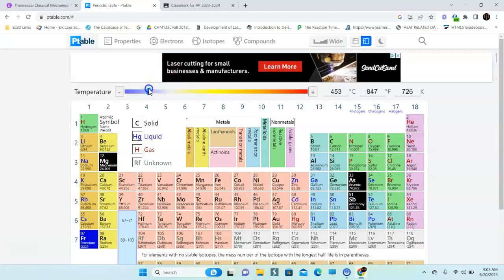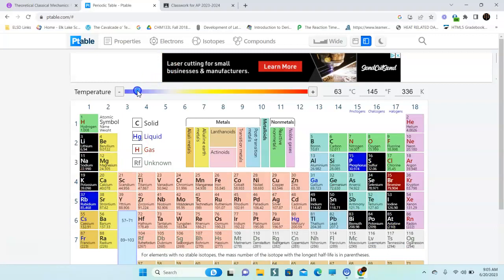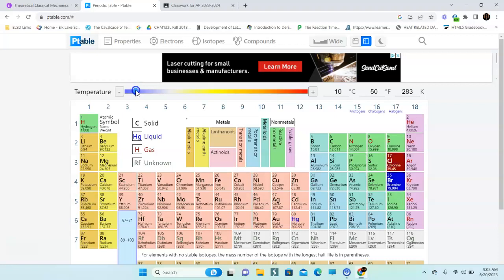But let's just go back to normal temperatures, which would be about 20 degrees C, close enough. No, not 81 degrees C. Let's go to negative 35. Well, this is a little bit tricky. Here we go. Alrighty, come on. All right, close enough. 22 degrees C is about room temperature.